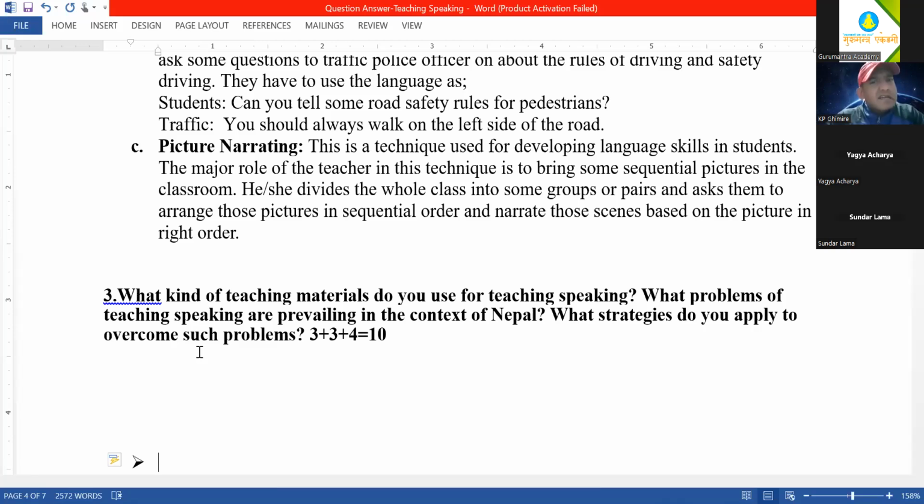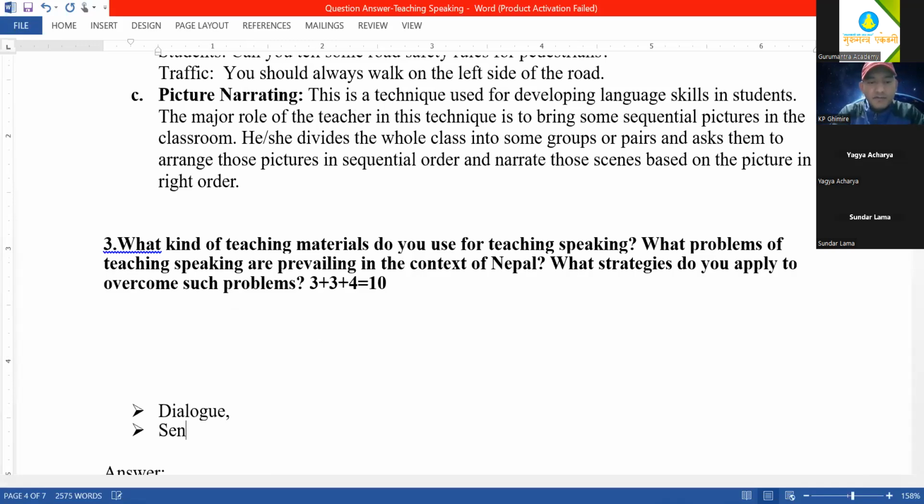So to eradicate their hesitation in speaking, we have to employ different language facilitating materials in the classroom for teaching speaking. And what are those materials? Simply write a few lines yourself and make a list. So dialogue can be one example. Remember, one example, dialogue. Sometimes we can give sentence starters.